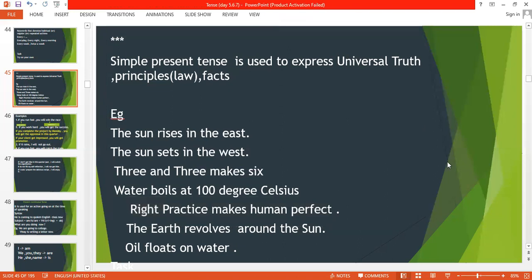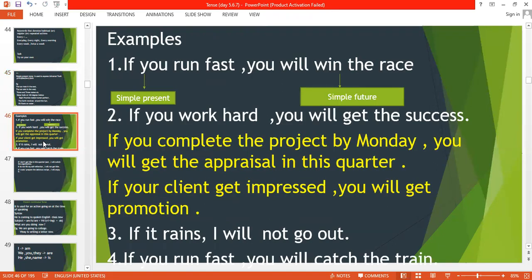So even you can explore a few more things. Now let's go ahead with the next use of simple present. Simple present is also used in conditional statements. For example, if you run fast, you will win the race. So in the grammar books, you'll find principal clause and subordinate clause.